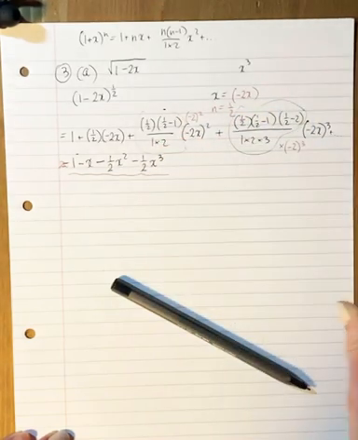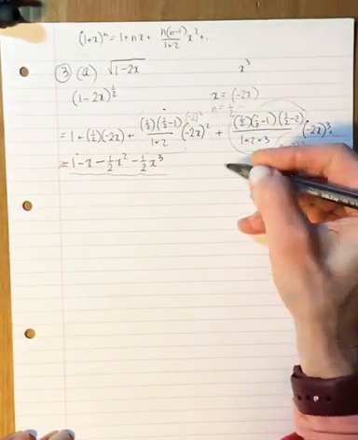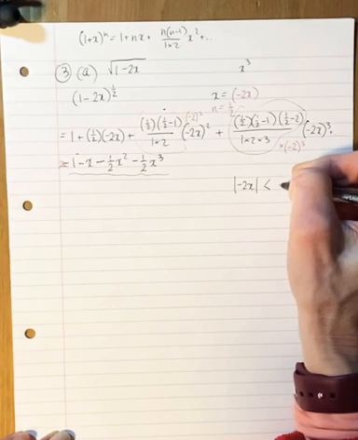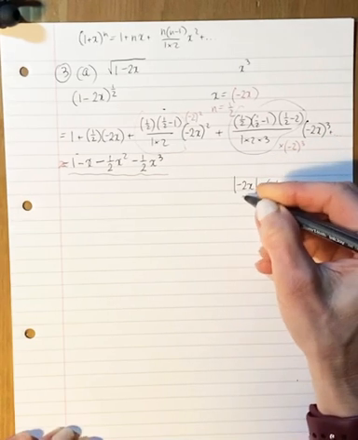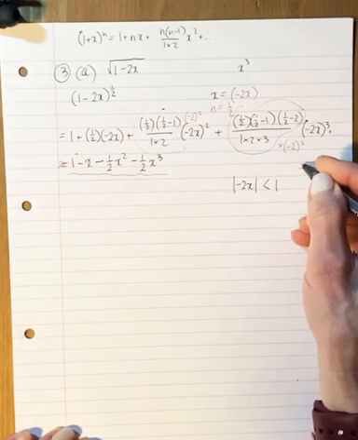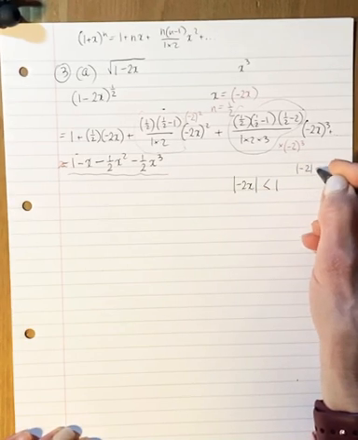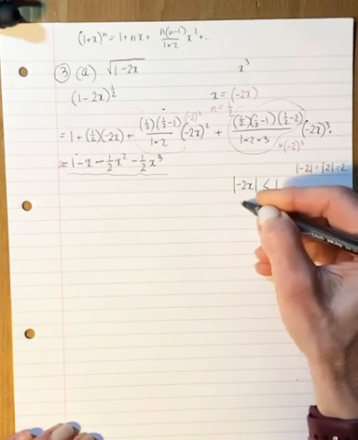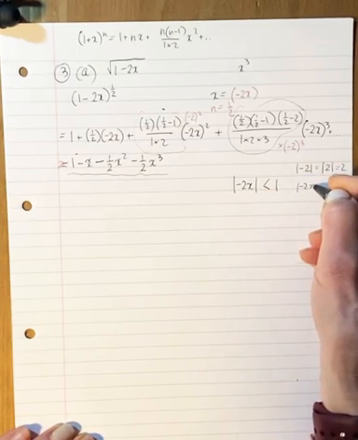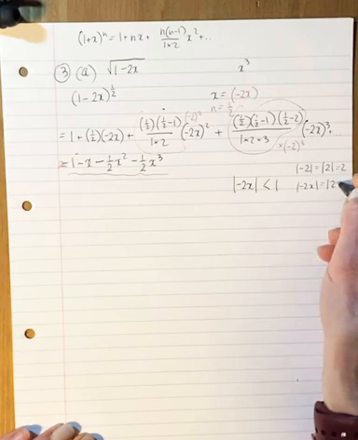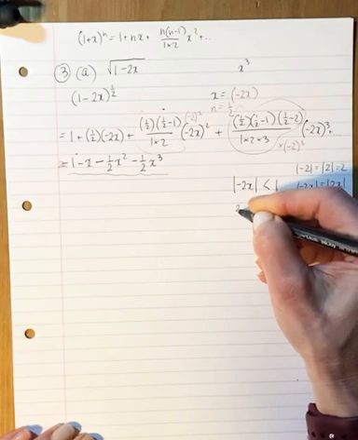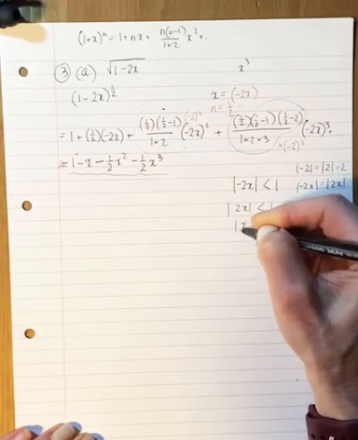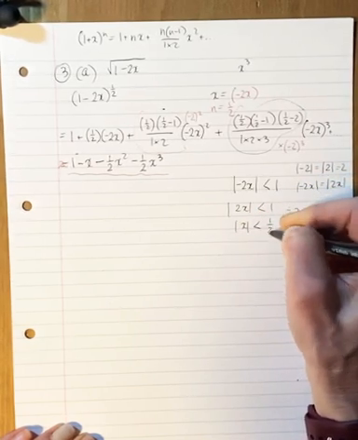So what value of x is it valid for? So it's for -2x being less than 1. Remember we showed before that modulus of -2 is going to be 2, so really -2x is equivalent to modulus of 2x. So it's just 2x is less than 1, divide by 2, modulus of x is less than 1/2.